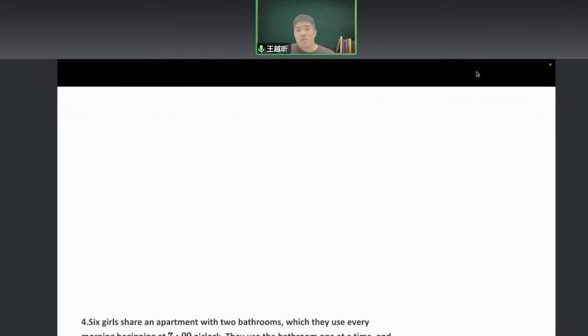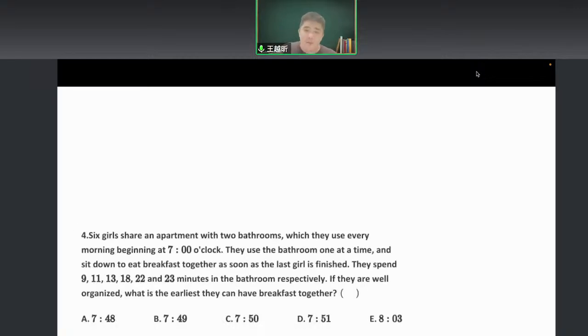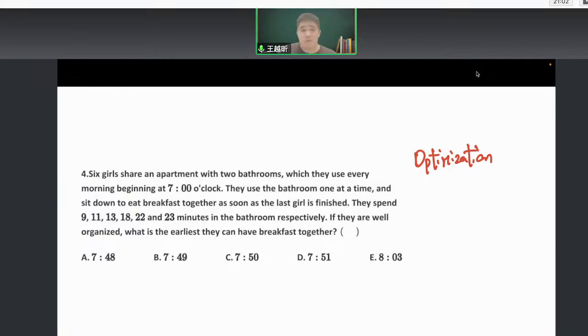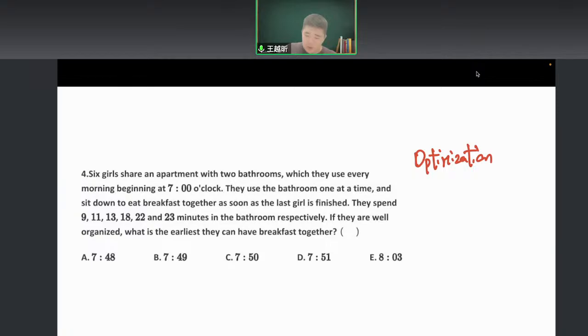In this slide, I'll be more focused on explaining the test point. Some of the questions I might not go into the details. For example, this one will test optimization. We've got 6 girls using 2 bathrooms. How can they finish as early as possible? In this case, we simply average them out.